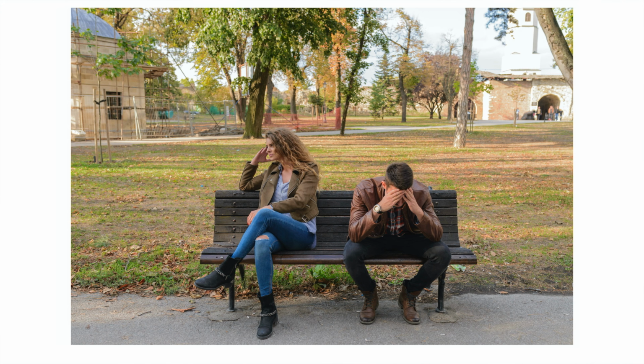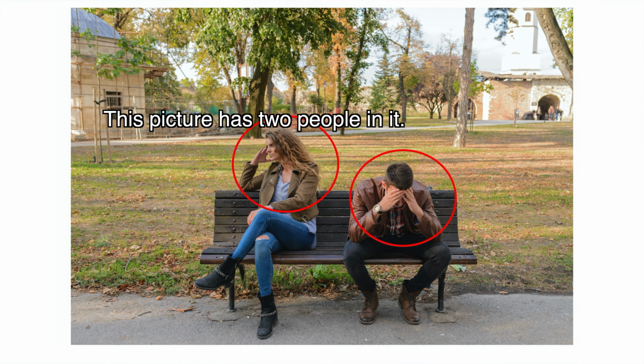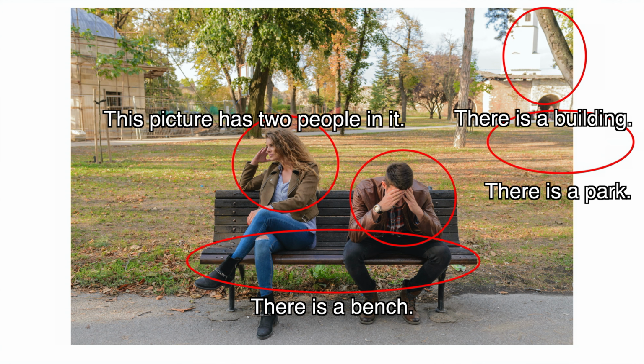Let me show you what labeling means. So let's say this is our image. Some people will just answer this task like this. This picture has two people in it. There is a building. There is a bench. There is a park. There are leaves on the grass. There is a path, and so on. This will not get you a high score on this task. You have to be able to describe the picture, not just label it, and you have to use descriptive language when describing. We'll talk more about that later.